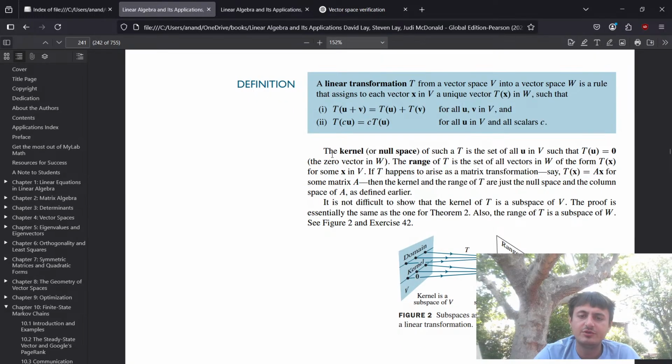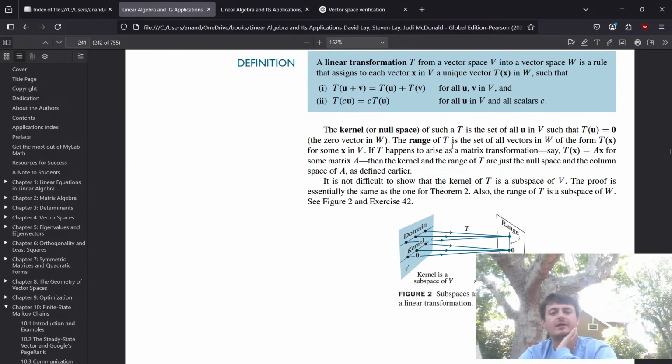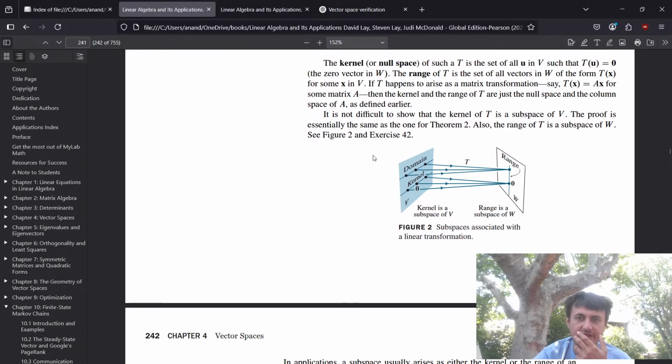Okay, and then they're bringing up new terminology. So they're saying the null space is no longer just defined on matrices, but we're now talking about the set of all U such that T(U) is equal to 0. So this is for arbitrary vector spaces V and W and a linear transformation from V to W. Oh, and then they define the range as kind of the linear transformation analog to the column space. It's the set of all vectors in W of the form T(X) for some X in V. So we've introduced kernel and range as sort of the generalizations of null space and column space for matrices or matrix transformations.